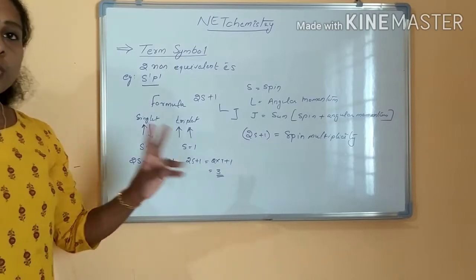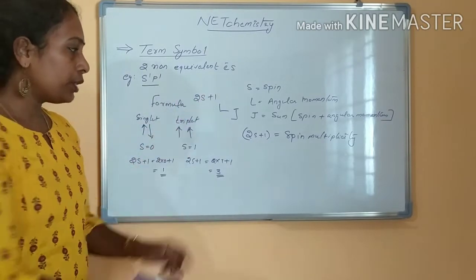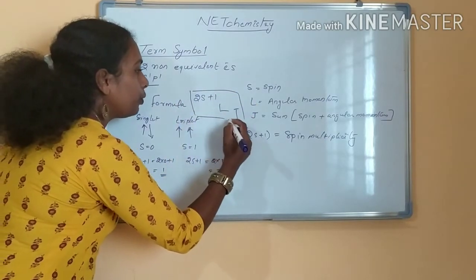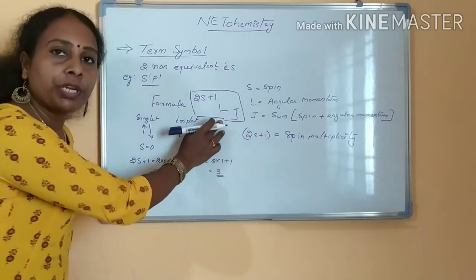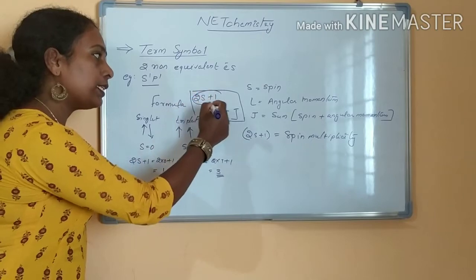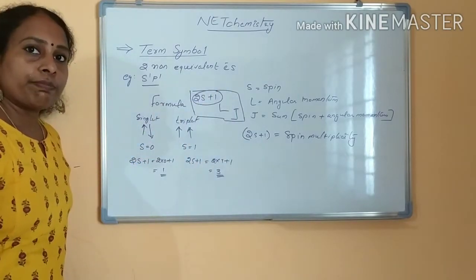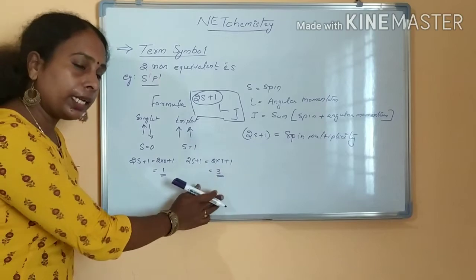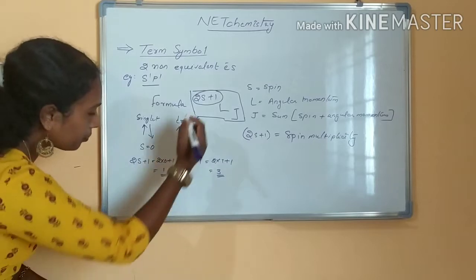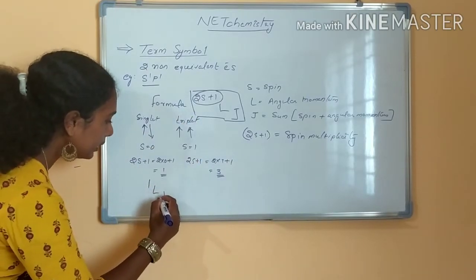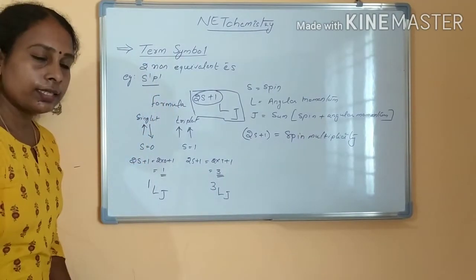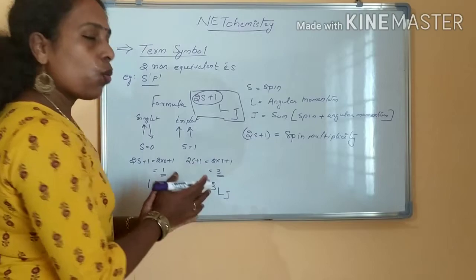So you will be getting two conditions for this formula. 2S plus 1 is the formula to find out the term symbol. So for this you are getting only this part I have calculated. For 2S plus 1 you are getting 1 and 3, right? So two term symbols now itself you got. So I am writing 1 L J and 3 L J, correct? Right? Yes.